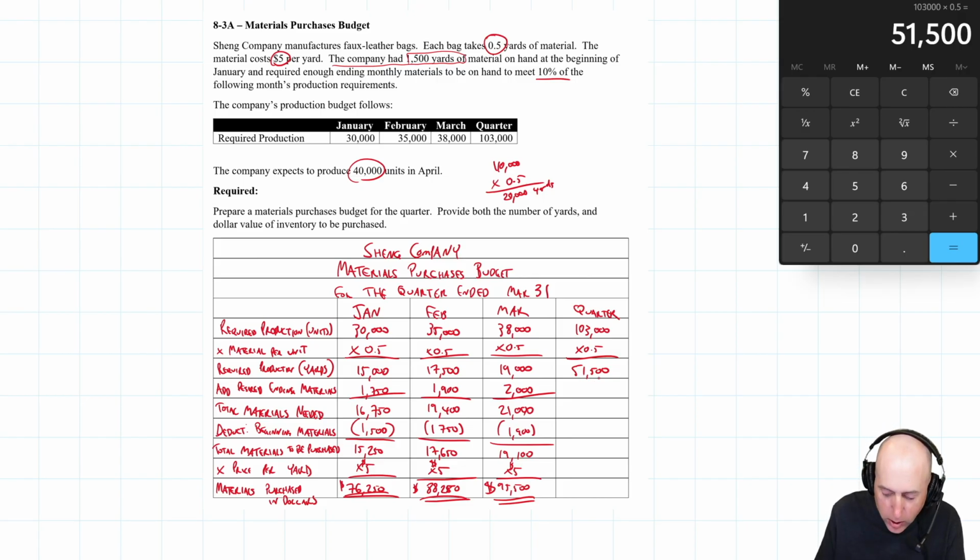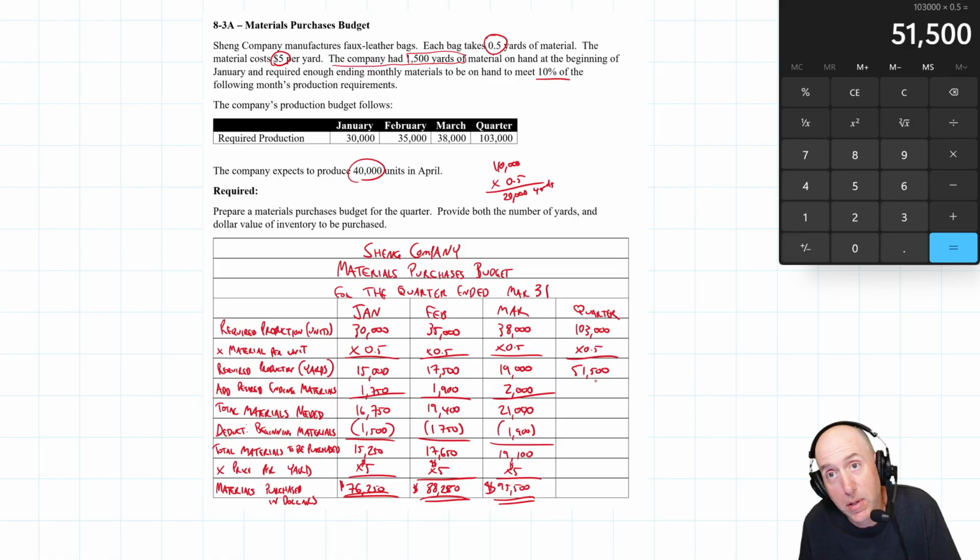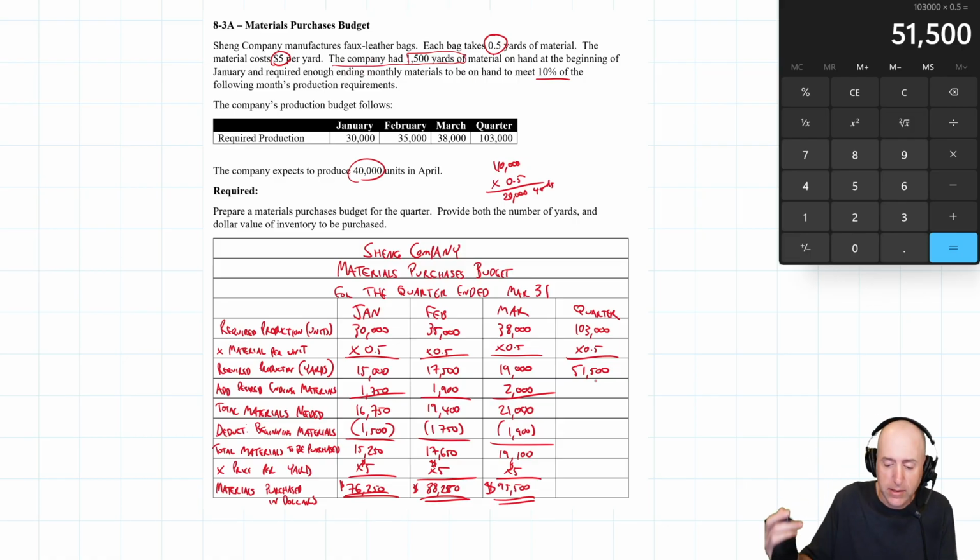In any event, our desired ending inventory for the quarter, this is the one people screw up all the time. Desired ending materials for the quarter is not the sum of these three. It's what we want at the end of March, which is 2,000. So hopefully you're getting used to seeing that. Again, a very common mistake. Don't you make it. 51,500 plus 2,000 is 53,500.